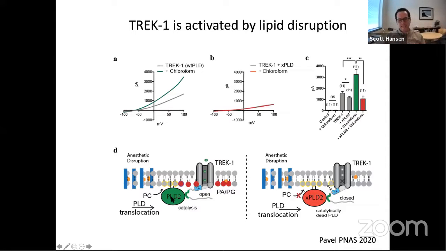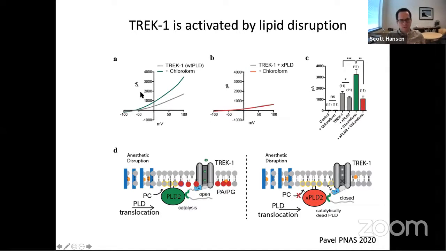If PLD is the anesthetic-sensitive channel and it's these lipid rafts that are the target, then it should be required to have active PLD for TREC1 to be open. So we did the experiment. We expressed TREC1, and this is the only experiment that's not done with endogenous TREC1, because we needed a system where we only had TREC channels so that the current would be isolated to TREC. This is done in HEK cells, overexpressing TREC, and then we add chloroform.